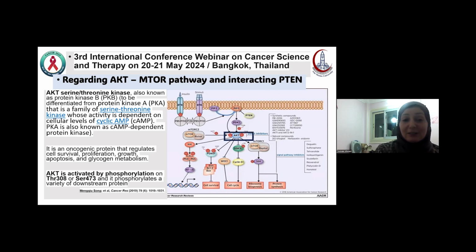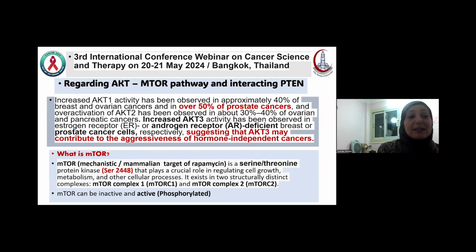Once AKT is activated, it can activate another molecule, which we call mTOR. For mTOR also, there are two isoforms, mTOR complex 1 and mTOR complex 2. So from this, we can see that the AKT-mTOR pathway is a complicated pathway. It is not just simple AKT. We have the inactive AKT and the activated phosphorylated AKT. And even for AKT, there is AKT1, 2, and 3.